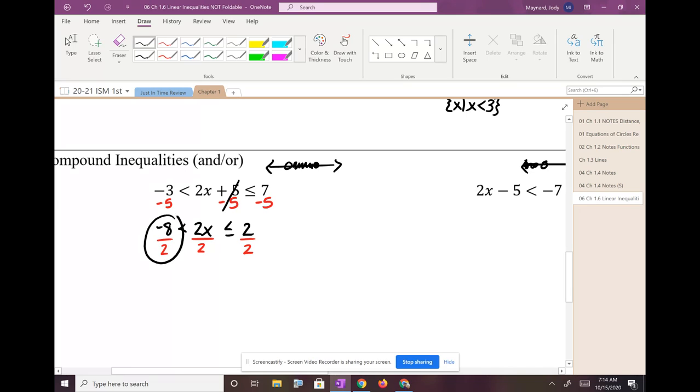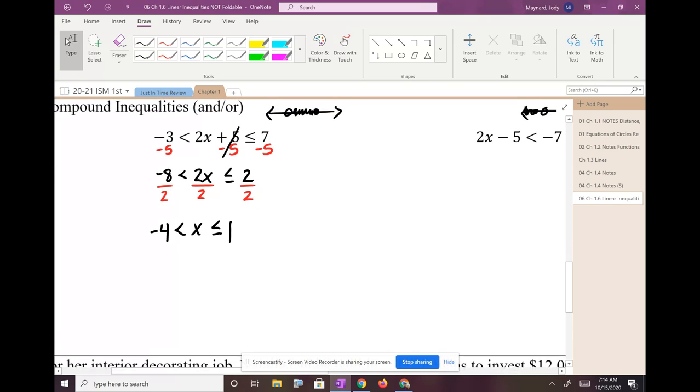Negative 8 divided by 2. Now again, we are not dividing by a negative number. There's a negative number in the numerator. We did not divide by a negative number, so we're not going to flip the signs. So this gives me negative 4 is less than x, which is less than or equal to 2 divided by 2, which is 1. So remember, this tells me that I am going to shade in between negative 4 and 1.